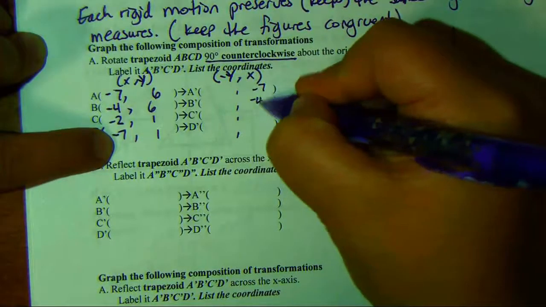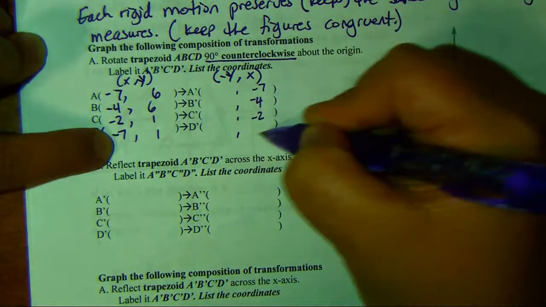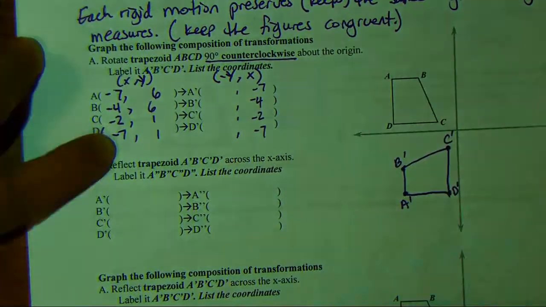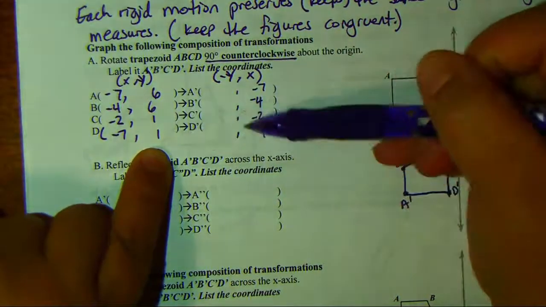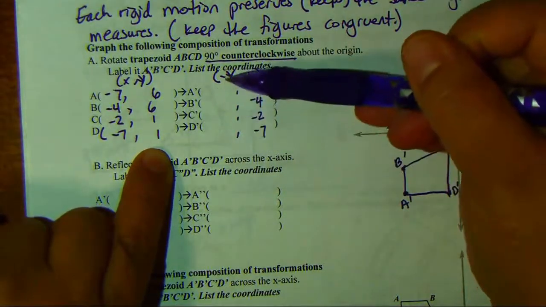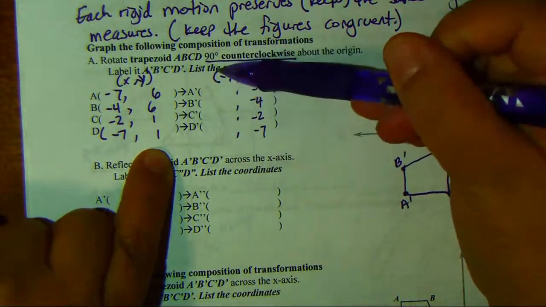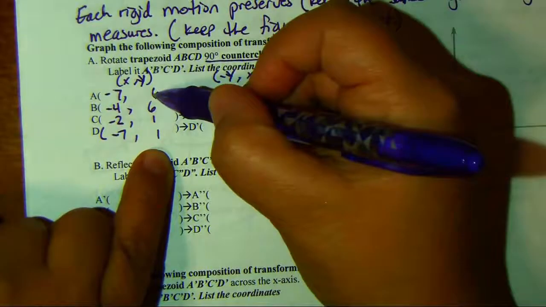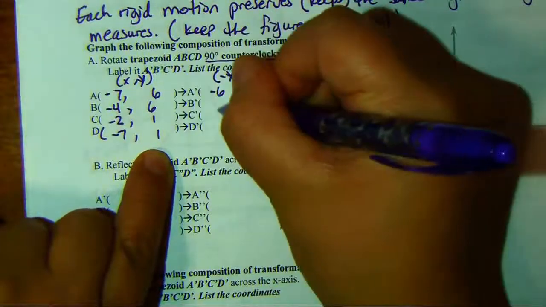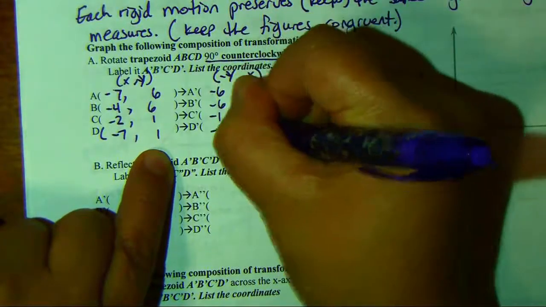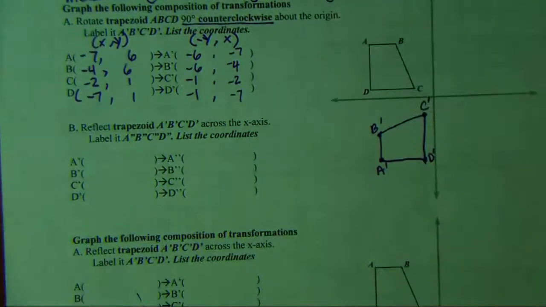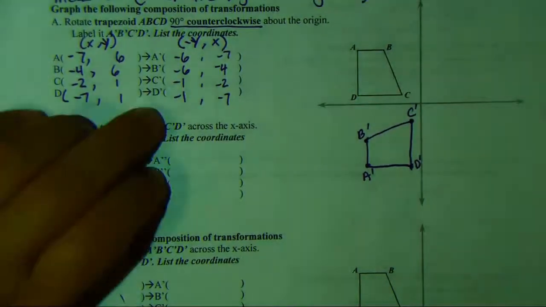-7, -4, -2, -7 again. And then my y's, I'm going to put in the x's position, but I'm going to change their signs because it's a negative. So positive goes to -6, -6, -1, and -1. And if I actually check my points here, I do get that.